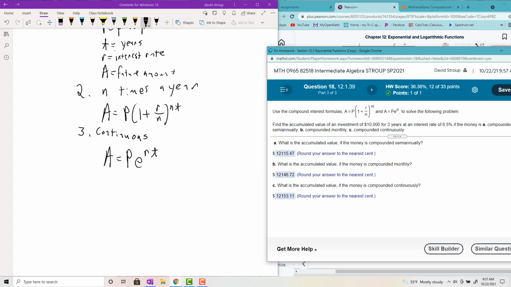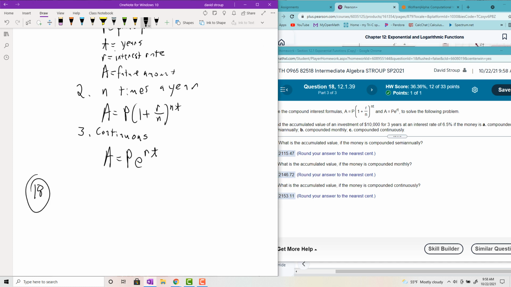Anyways, let's look at this problem. So it's kind of a story problem based off compound interest. It's number 18 in my math lab. The value of the investment is $10,000. So find the accumulated value of an investment of 10 grand. So P is equal to your 10 grand.